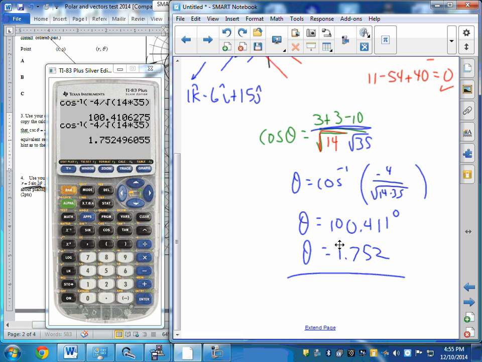Okay, so there's your polar and complex number and trig test. Let me go ahead and stop this.